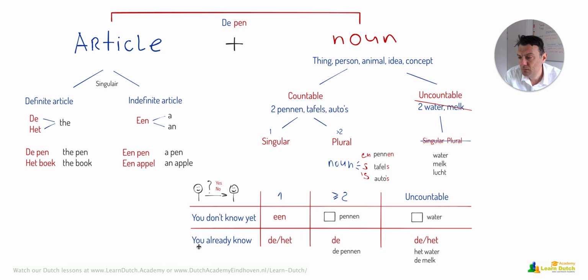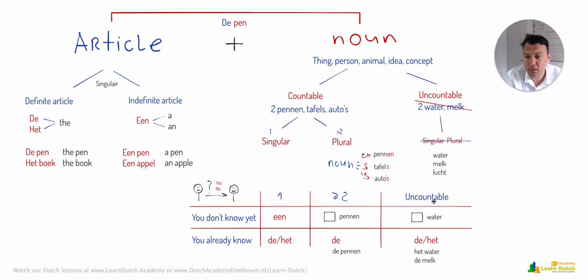If we both know what we're talking about, then if it's one piece, we're going to use de or het, like de pen, remember, or het boek, a specific one. If it's plural, we're going to use de, always de. So, de pen will be de pennen, and het boek will be de boeken.